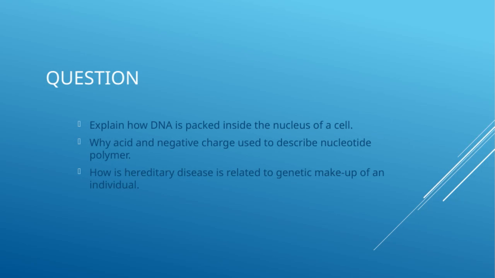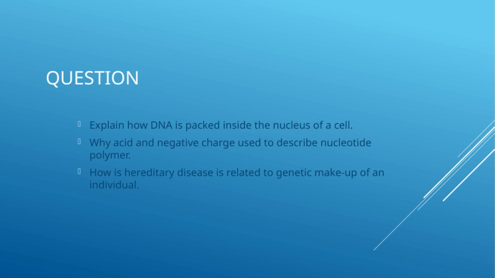Let's wrap up by exploring how DNA is packed inside the nucleus of a cell. You might imagine all that genetic information tightly coiled to fit into such a tiny space. In reality, DNA is wrapped around proteins called histones, forming structures known as nucleosomes. These nucleosomes further fold and loop to create the highly organized, compact structure of chromatin. This organization is crucial because it allows the cell to efficiently store and access genetic information when needed.